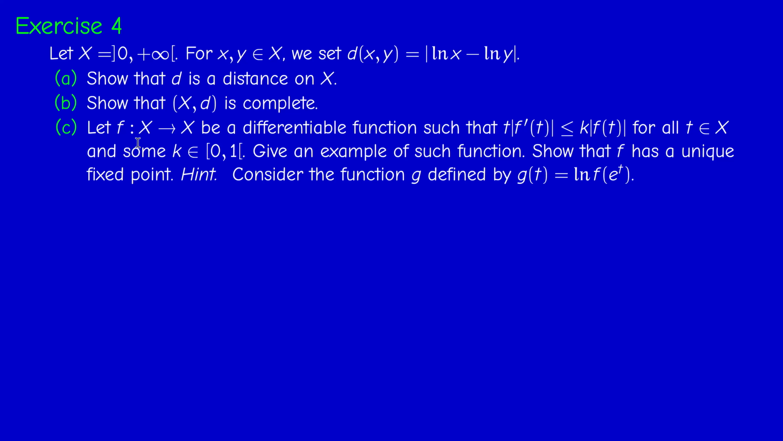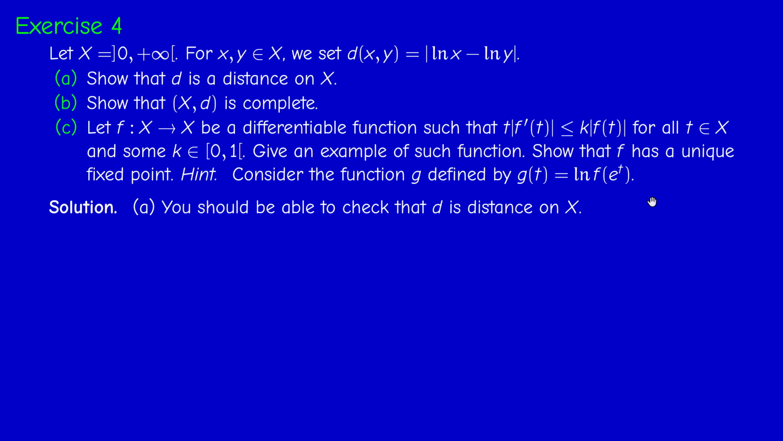We consider a differentiable function from X to itself, so from the positive numbers to itself, satisfying this inequality: the absolute value of f'(t) is less than or equal to a constant k times f(t) for all t in X, and for some constant k less than 1. You have to give an example of such a function, and then you have to show that f has a unique fixed point by considering the auxiliary function g(t) equals ln of f(e^t). First question, I will not do it. You must be able to do it. It's straightforward, just the four properties of the distance.